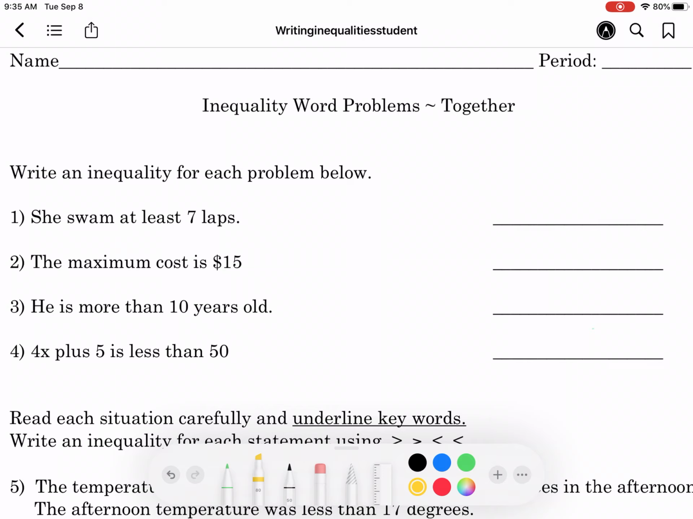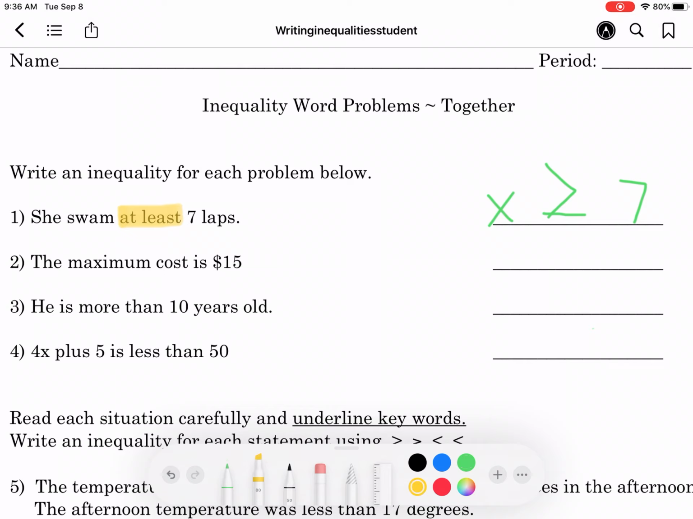She swam at least 7 laps. Well, the words in there that are going to tell us what inequality to write are at least. So I went ahead and highlighted them. Okay, so I know I'm writing an inequality, so I know I need a variable, and I know I have that number 7. So I read my statement again. She swam at least 7 laps. Well, we know she swam at least 7, so that's at least means equal to, right? And now I have to think, when I see the words at least, can I swim more than that or less than that? Well, the least she swam was 7, so we know she swam more than that.